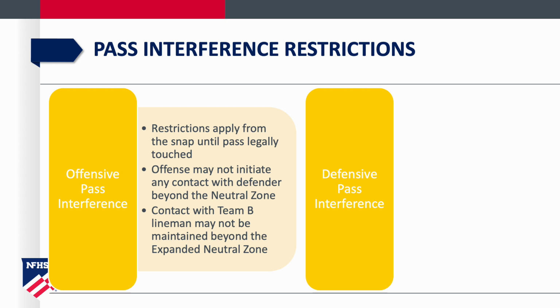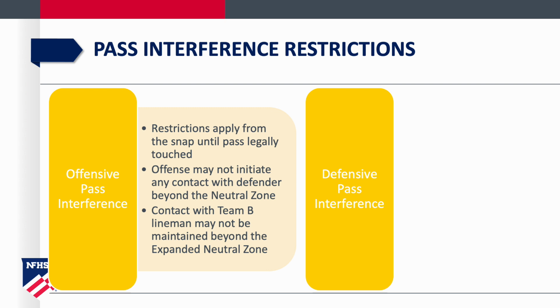Finally, contact with Team B linemen cannot be maintained beyond the expanded neutral zone. If we do have this situation, we have a penalty for an ineligible man downfield at the least. And if the ball is thrown near the defender, who might have an opportunity to catch the ball, we could have offensive pass interference at this point as well.